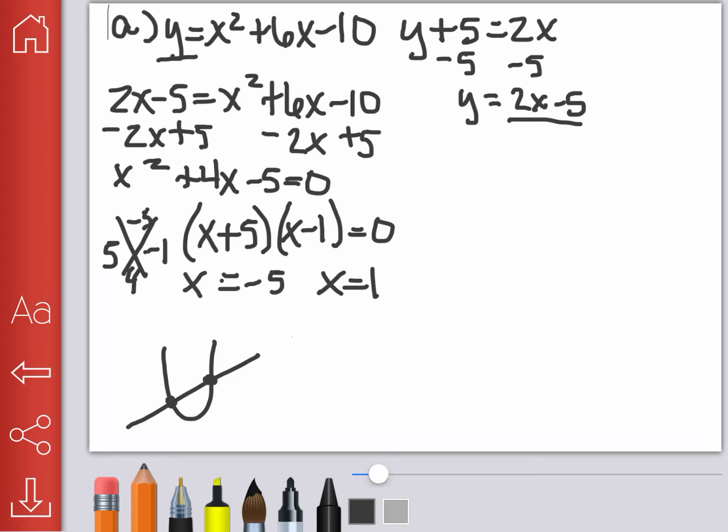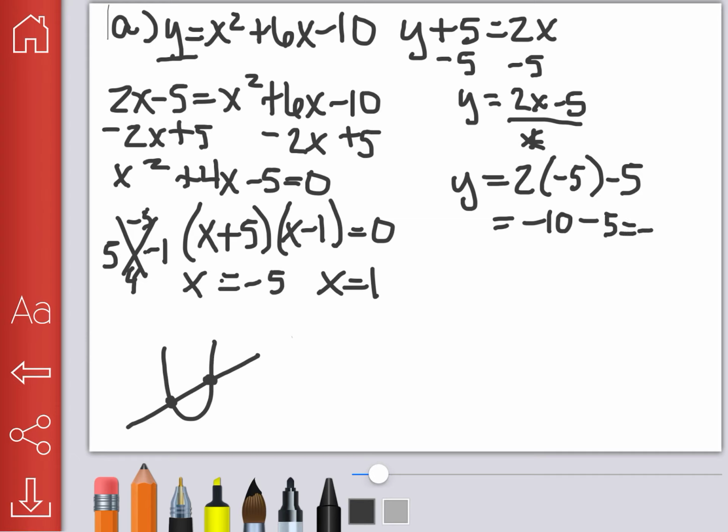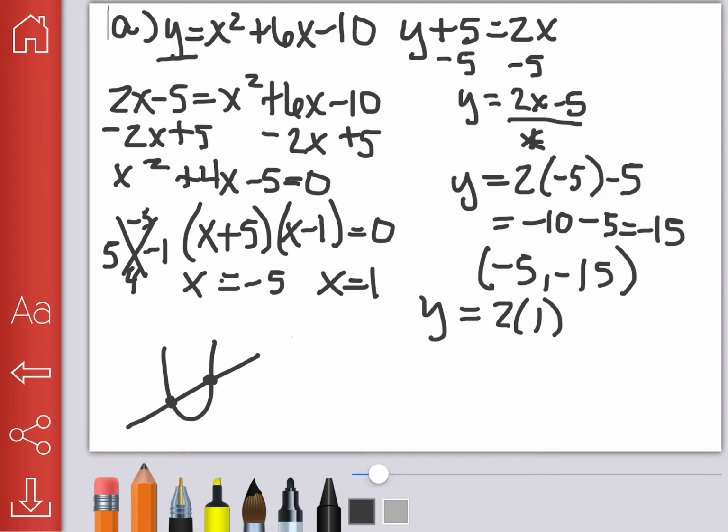So I'm going to go ahead and plug them back in right here for the x. So y equals 2 times negative 5 minus 5, which gives me negative 10 minus 5, which is negative 15. So my first point is negative 5, negative 15. Then I plug in 1, so I have 2 times 1 minus 5, which is 2 minus 5, which is negative 3. So I have 1, negative 3, and I have both of my points.